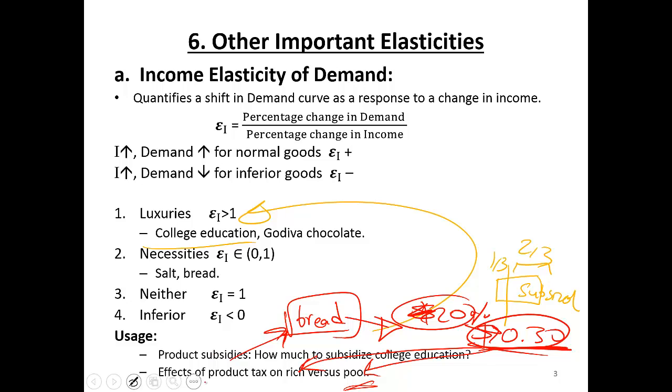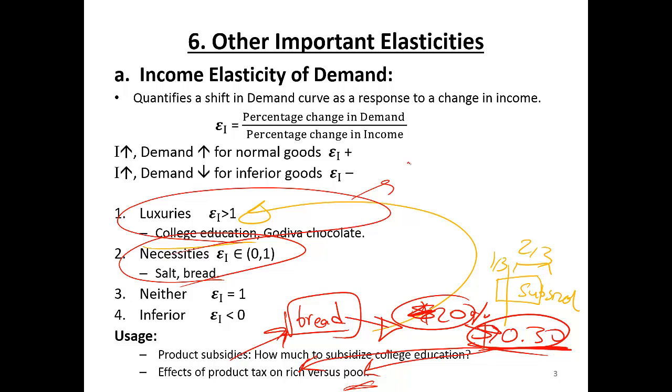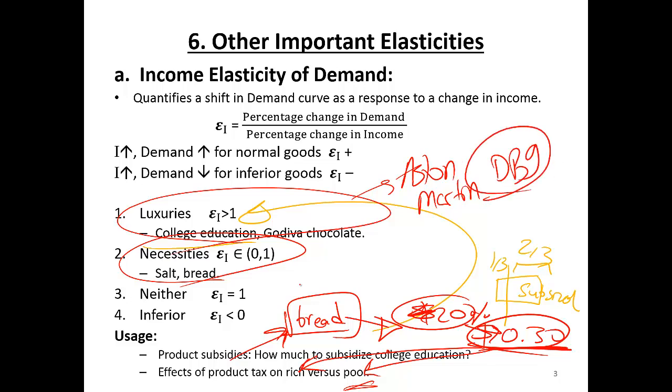So basically, sometimes you need to know if a good is a necessity, if it's a luxury, should we tax it more? I don't know. Aston Martin DB9, should we tax that, or should we tax bread? Okay, there are other concerns too, so it has many uses.